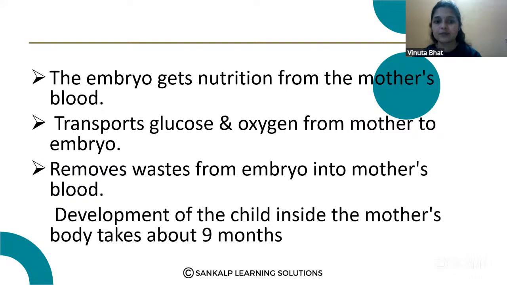The placenta helps the embryo to get nutrition from the mother's blood and transports glucose and oxygen from the mother to the embryo. It removes waste from the embryo into the mother's blood. Development of the child takes place with the help of that placenta.